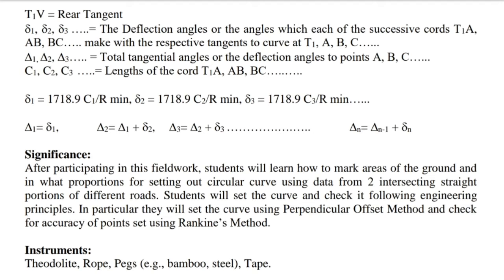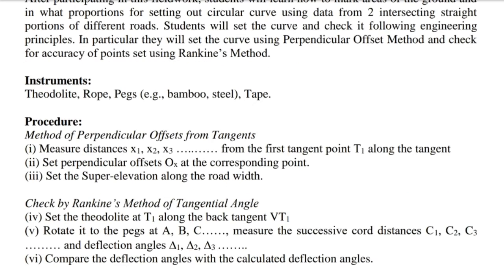Significance: after participating in this field work, students will learn how to mark area of the ground and in what proportions for setting out circular curve using data from two intersecting straight proportions of different roads. Students will set the curve and check it following engineering principles. In particular, they will set the curve using perpendicular offset method and check for accuracy of point set using Rankine's method. Instrument used: theodolite, rope, pegs, example bamboo, steel tape.